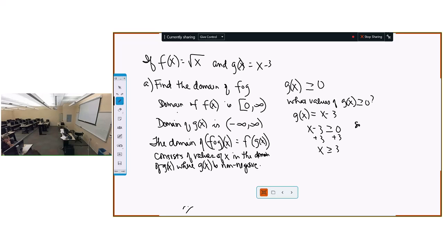So the domain of the composite function f circle g of x is 3 with a bracket because 3 is included, up to positive infinity. Because if we put anything in g that was less than 3, it's not going to meet the domain restrictions that f of x has.